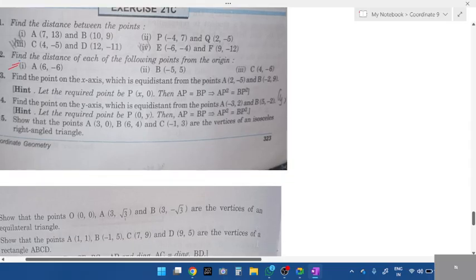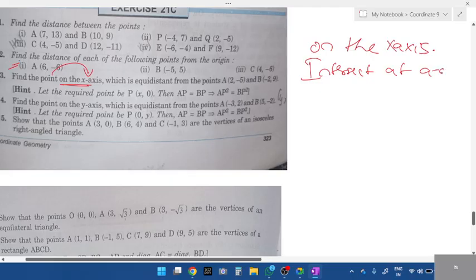Next, third one. Find the point on the x-axis which is equidistant. Fine. Find the point on the x-axis. The point is on which one? On the x-axis. Remember this concept. Whenever they say on the x-axis, students, or intersect at the x-axis, whichever word is given, if x-axis is given, you have to take y is equals to 0. What do you have to take? y is equals to 0.